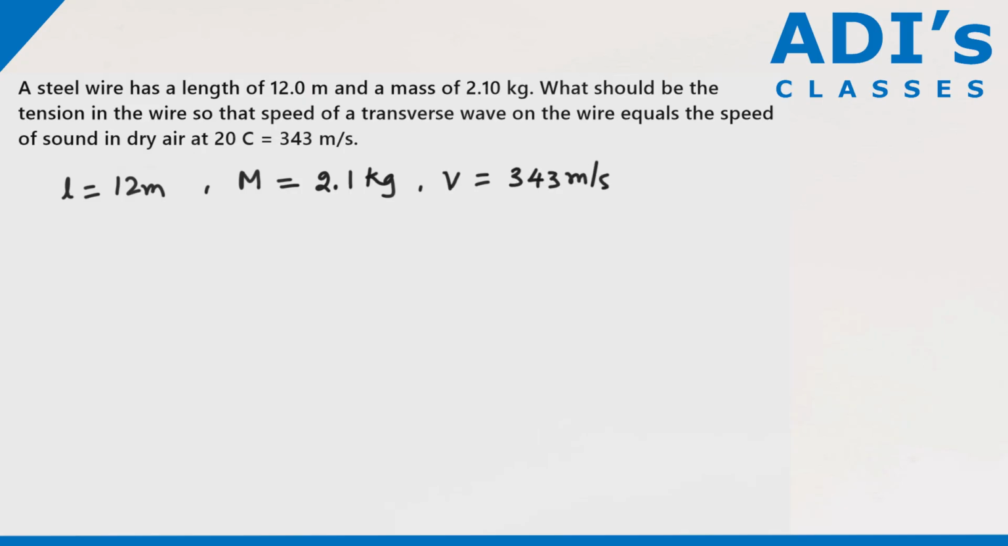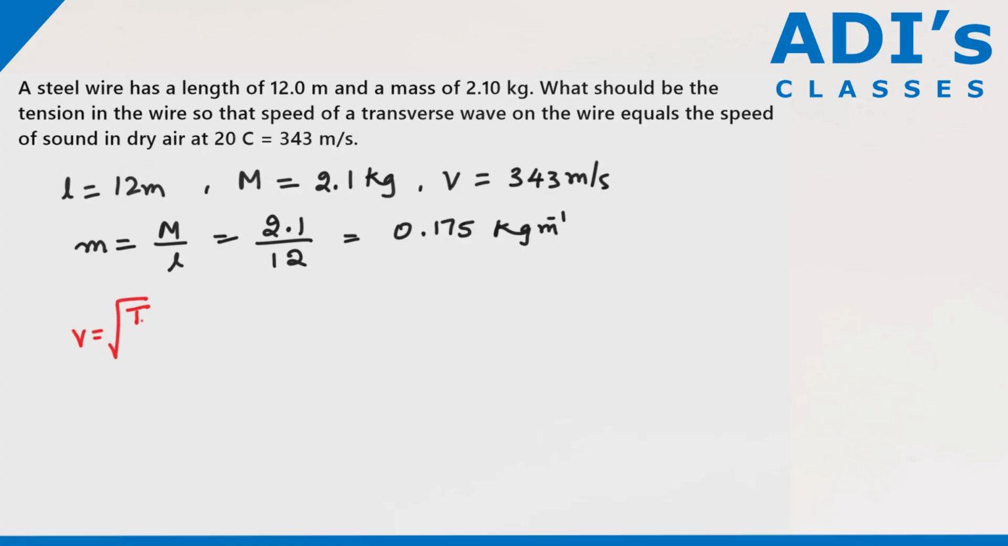Alright, then calculate mass per unit length. M is equal to mass per unit length, which is 2.1 divided by 12, which is going to give you 0.175 kg per meter, mass per unit length. Now apply the formula. Again, the formula V is equal to square root of T divided by M, mass per unit length.